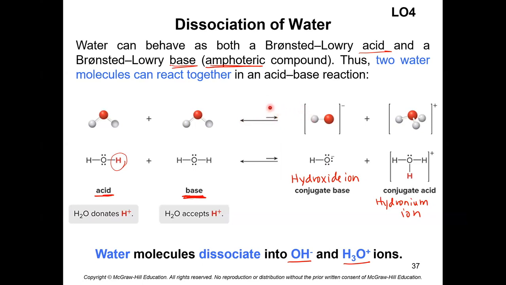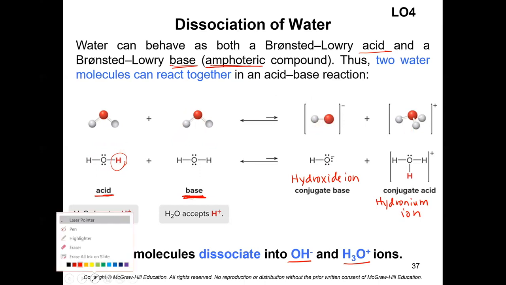And this is because water dissociates to a very small extent, meaning that most of the water in your beaker is H2O. Okay, it is like this. But just a very small fraction is going to react with each other to form your ions, the hydroxide and the hydronium ions.